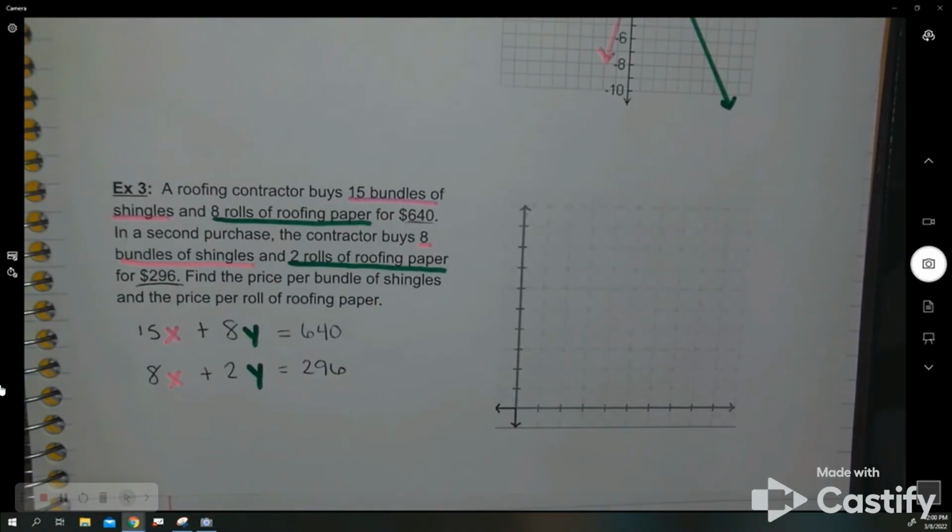So what we want to do here is graph these lines on this axis here. And I only have the first quadrant because we're talking about items, right? We're talking about rolls of paper, bundles of shingles. We're talking about money here. So I can't have negative shingles and I can't have negative rolls of paper. So that's why we're only working in that first quadrant right there.